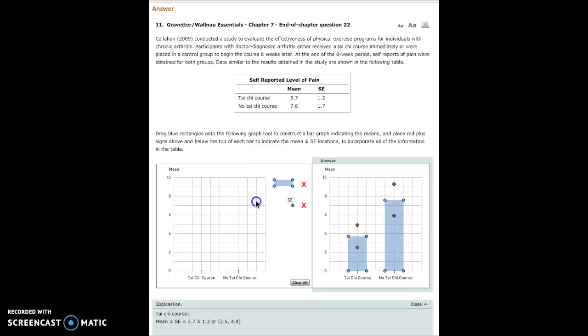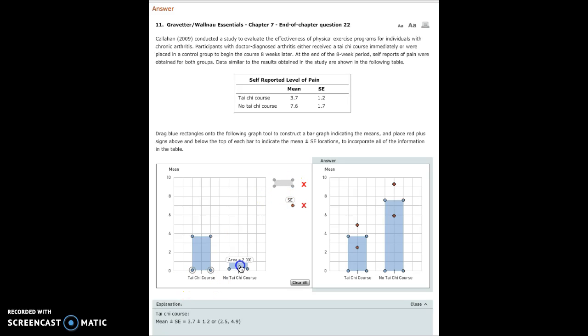So we'll begin with plotting the information for those who went through the Tai Chi course. And here we'll just center it in this area. And we're going to move this up to reflect the mean of 3.7. So watch the value on the right until it increases to 3.7. And we're right about there. We're a little over 4, so we're going to move that in again so that it's centered around this category.